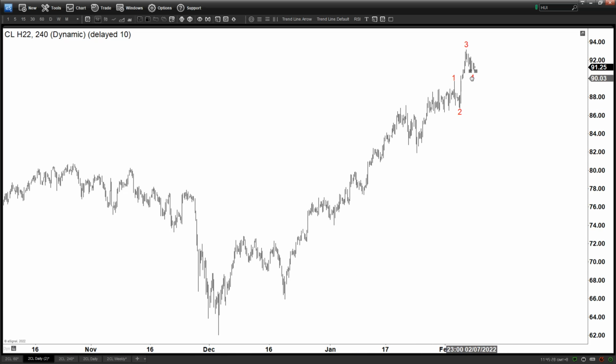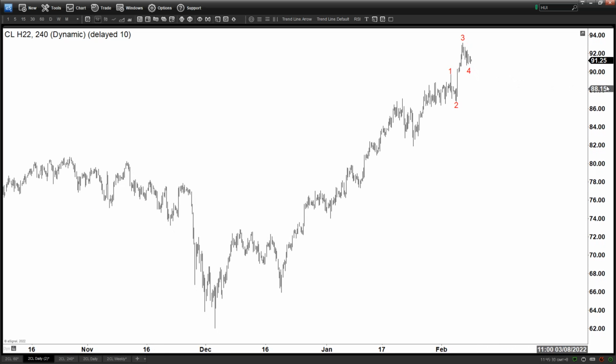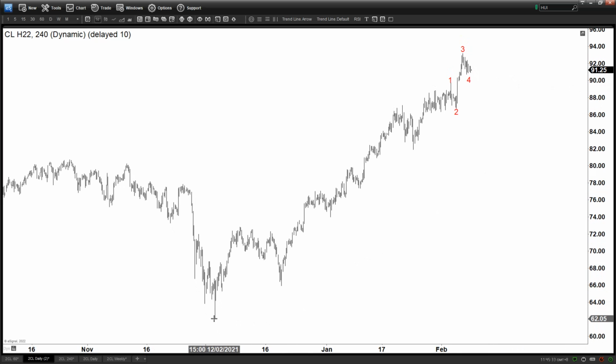Now if you look at the daily chart, you've got to take a look at this low here from last year, December 2nd. This entire rally, I'm not sure about you, but it definitely looks like an impulse, right? If I want to count it, I can. This is the best way to count it: 1, 2, 3, 4. That's it. And that seems to be the best way to count it for now.